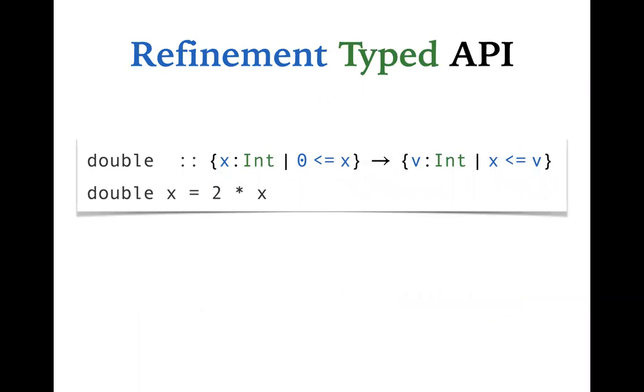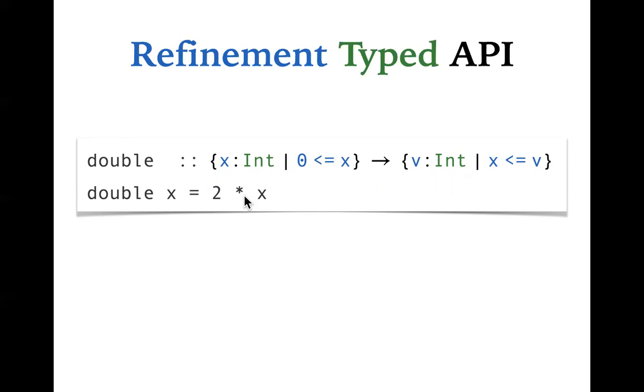Now, the way refinement type checking works is very closely related to how Floyd-Hoare logic works. So imagine I had a piece of code that looks like this. I have a function called double, which takes as input x and returns 2 times x. It's not a very exciting function.